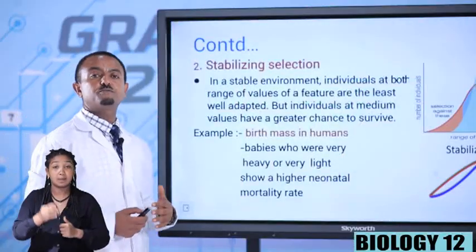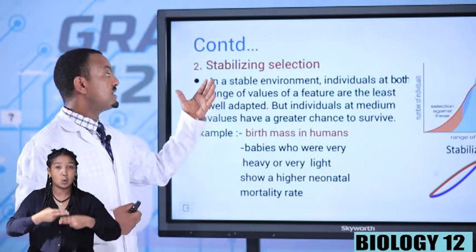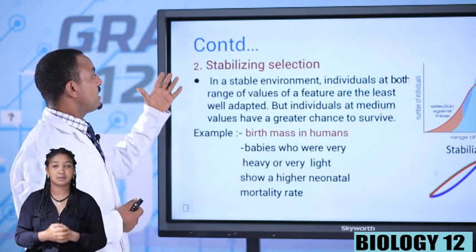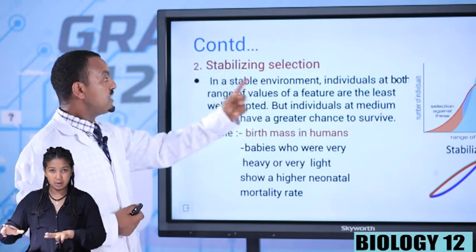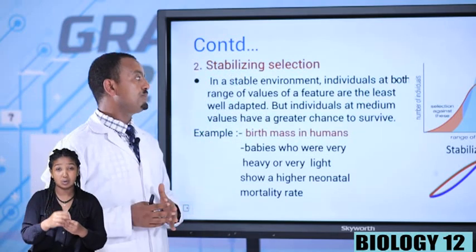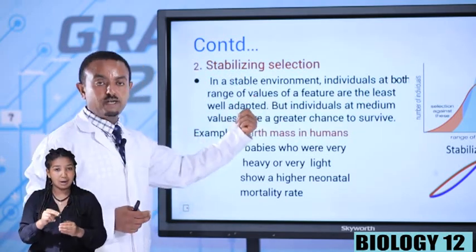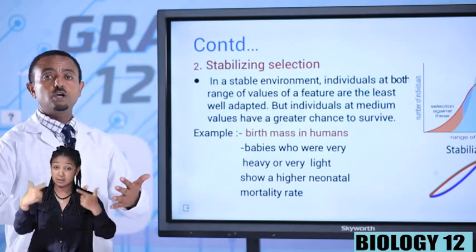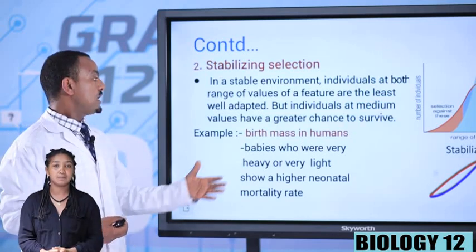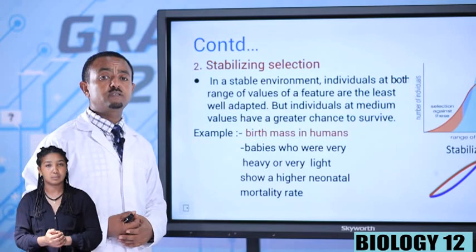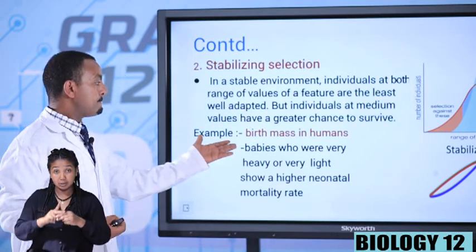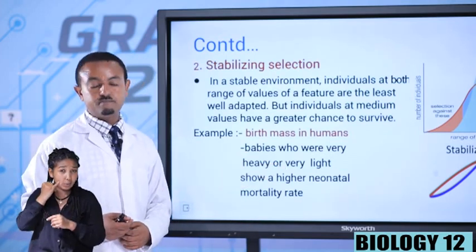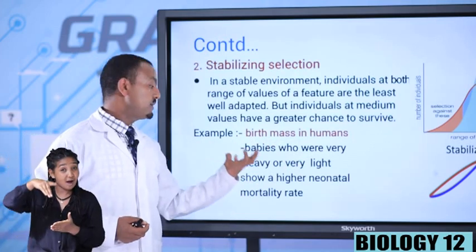The second type of natural selection is called stabilizing selection. In stabilizing selection, in a stable environment, individuals at both ranges of the value of a feature are the least well adapted, but individuals at medium values have a greater chance to survive. Birth mass of humans is a very good example. Babies who are very heavy or very light show a higher neonatal mortality rate.